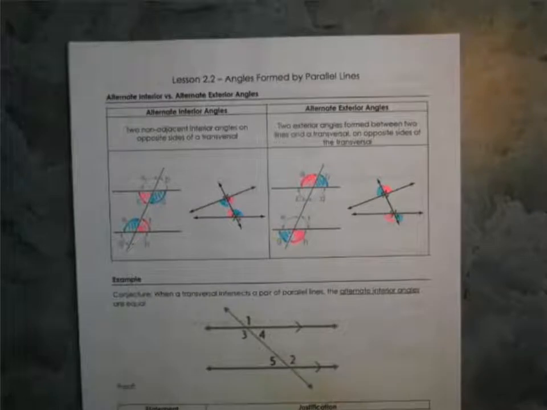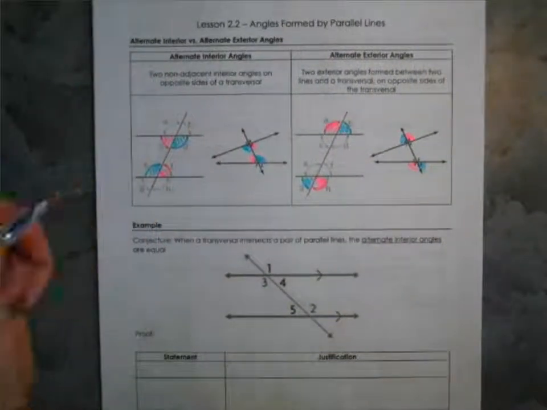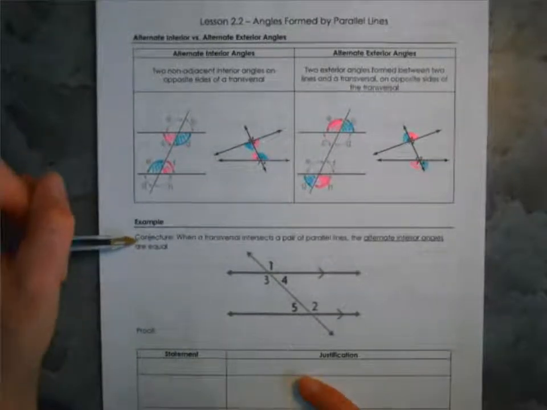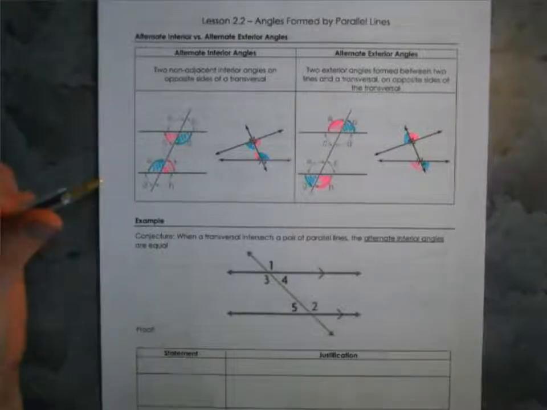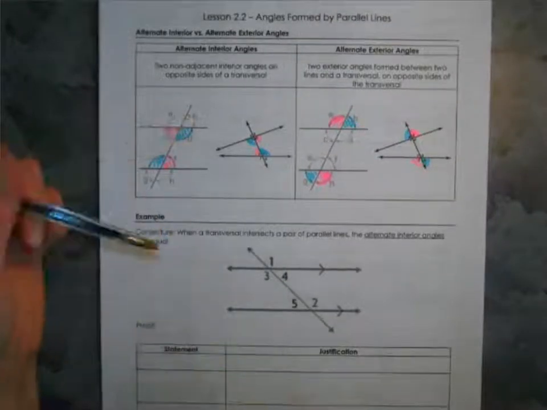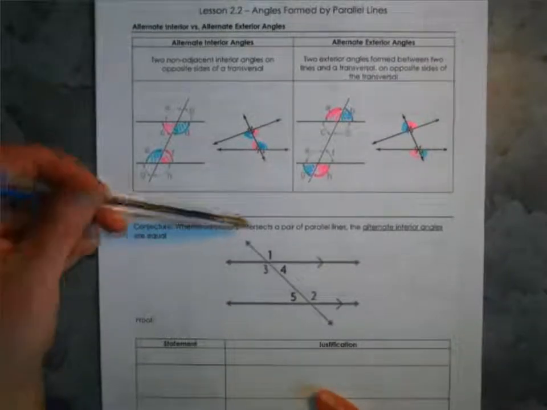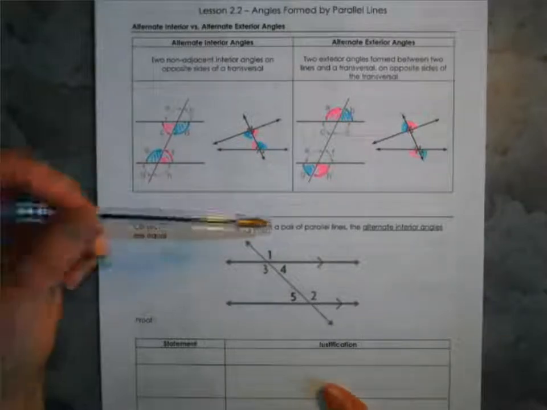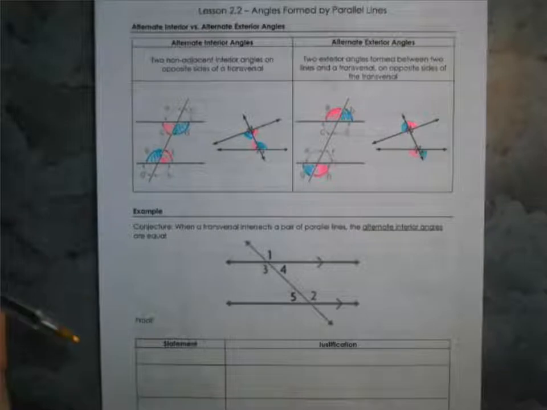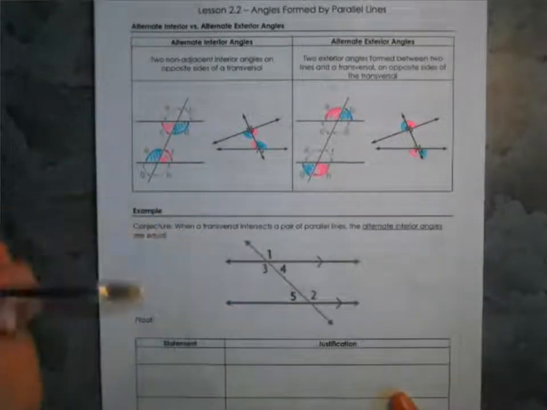Yeah, so that's just a little bit of a recap from last time. So let's go through an example where we have to prove a conjecture. So basically a conjecture is a statement, and then we have to use properties of angles to basically justify whether it's true or not. So the conjecture is that when a transversal intersects a pair of parallel lines, the alternate interior angles are equal. So what they're asking for us is basically to prove that that would be true.